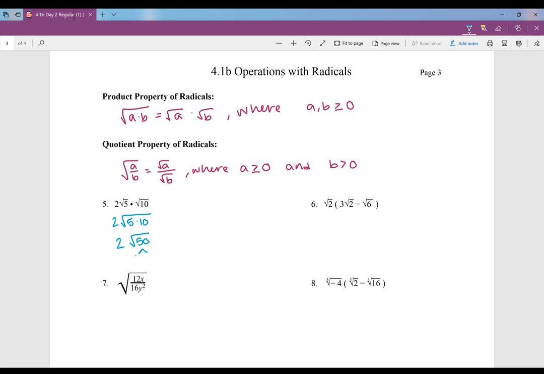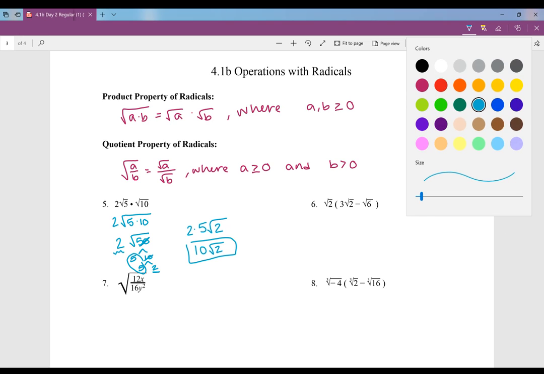So 50 is 5 times 10. 10 is 5 times 2, and that's as far as those will break down. So we have one group of 2 5s and one 2 that's going to stay underneath. So we're going to get a 5 on the outside, a 2 underneath, and then we still have this 2 that was already on the outside. So 2 times 5 is 10 root 2.